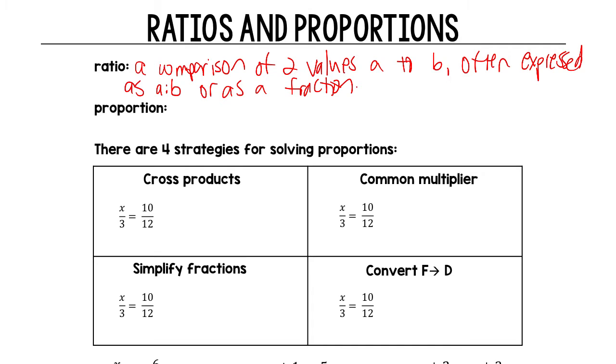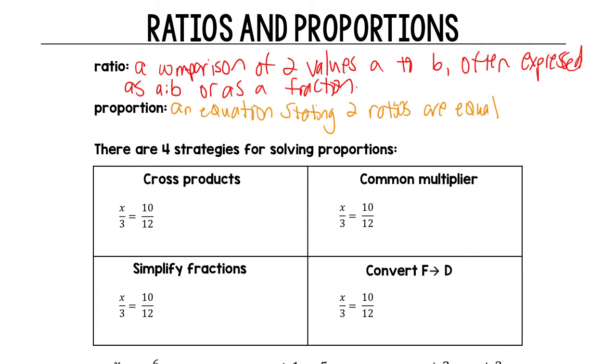A proportion is an equation stating two ratios are equal. So the four fractions you see down here in the box below are all proportions because it says this ratio is equal to this ratio. And as it says above, there are four strategies that we're going to use for solving these.